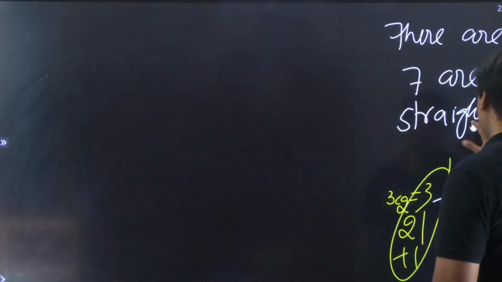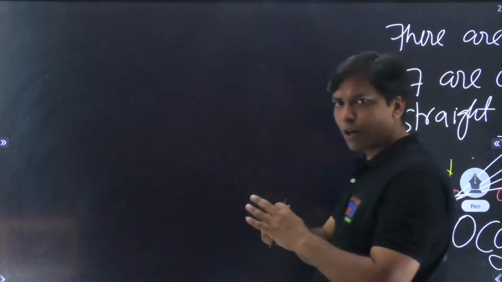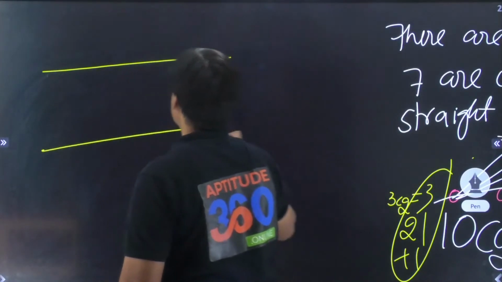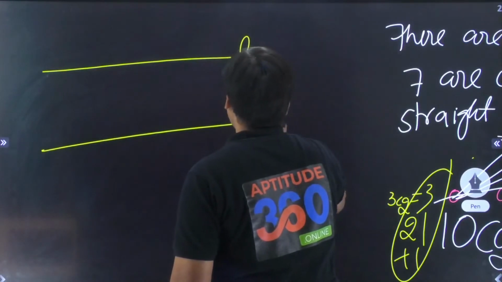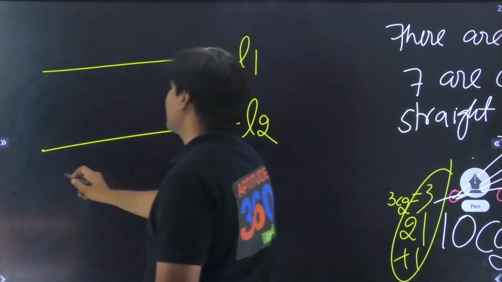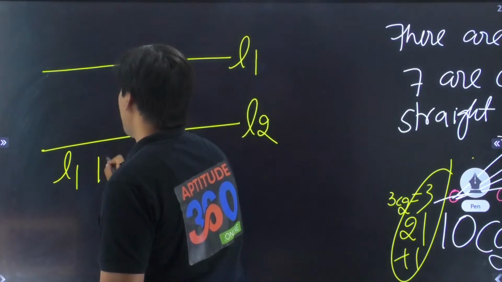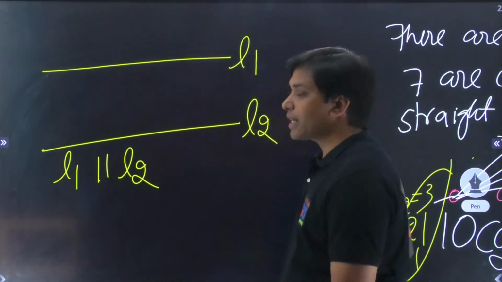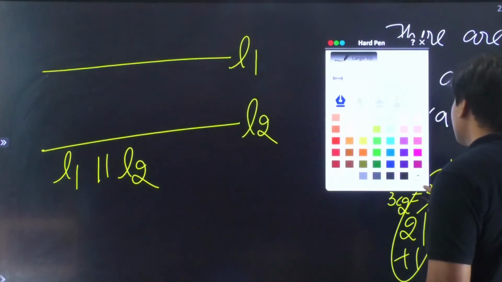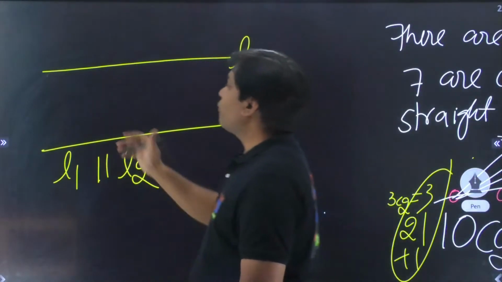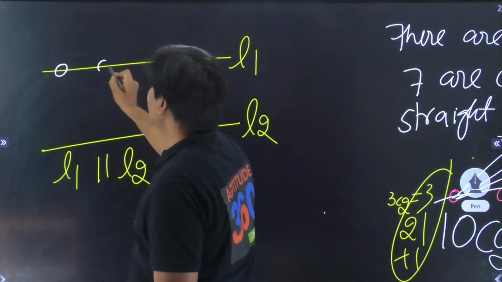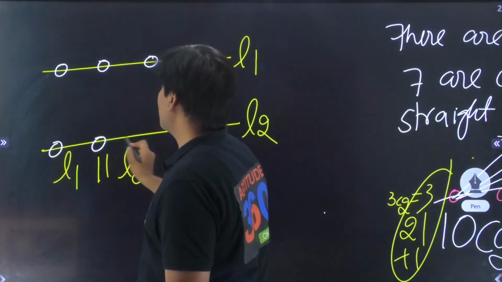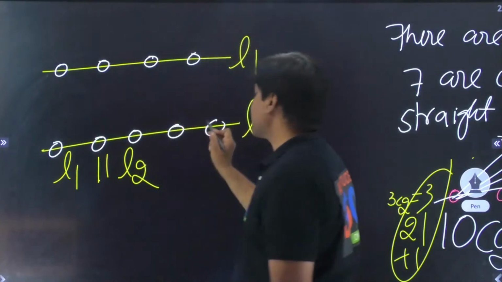This is a very similar problem that has been asked, something like this. I will say that L1 and L2 are two parallel lines. L1 is parallel to L2. These two straight lines are parallel, and then L1 has got 4 points on it, 1 and then 2 and then 3 and then 4, whereas this has got 5 points.